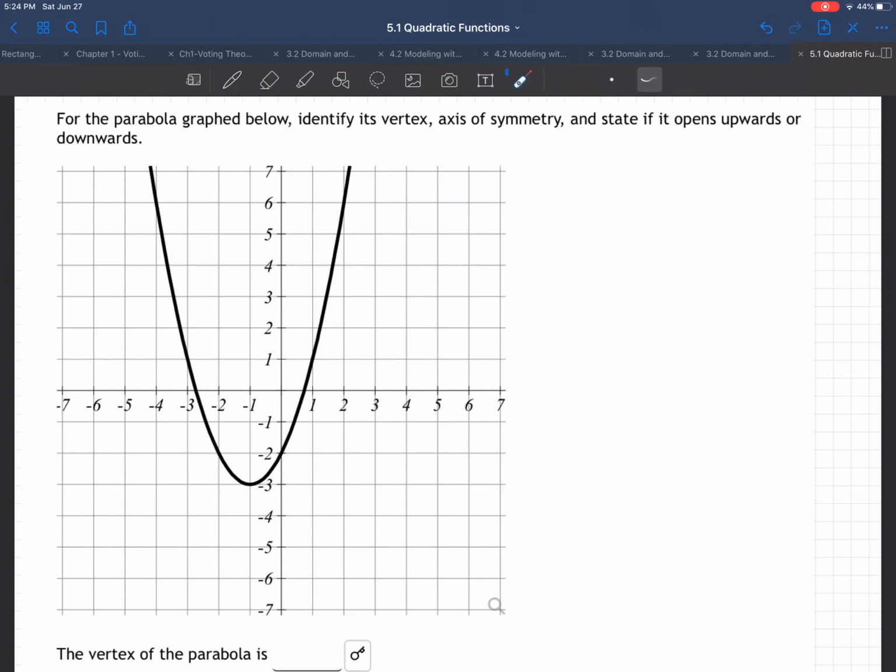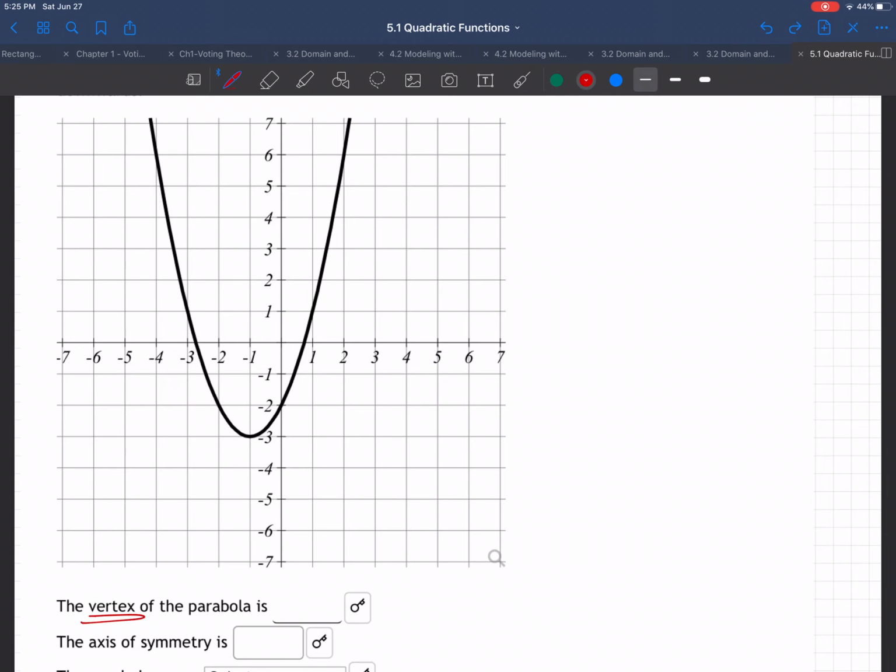Welcome to an example on looking at a parabola. This is a parabola. It's a U shape. We call it a parabola officially in mathematics. It's graphed below, and our job here is to identify its vertex, its axis of symmetry, and state if it opens upwards or downwards. Okay, well, let's start with the vertex, which they're asking about down here.